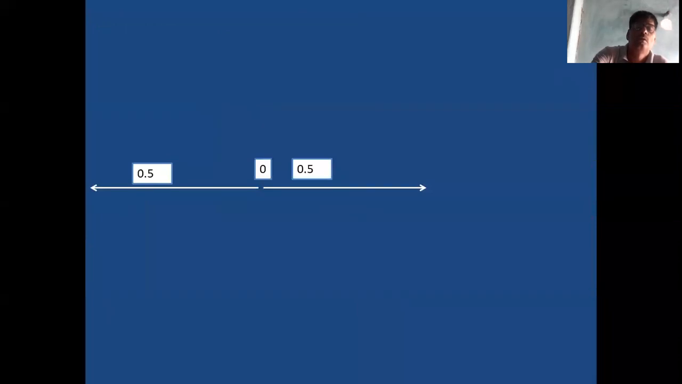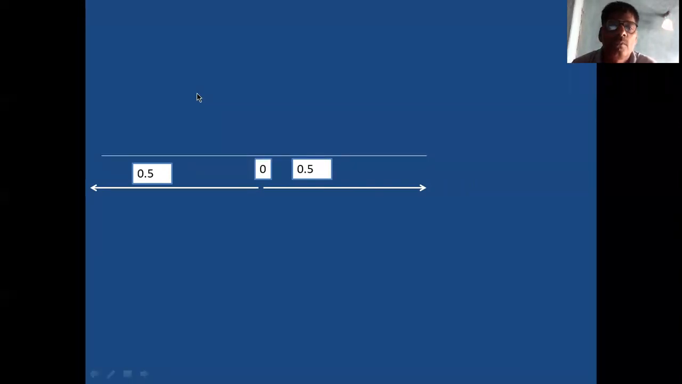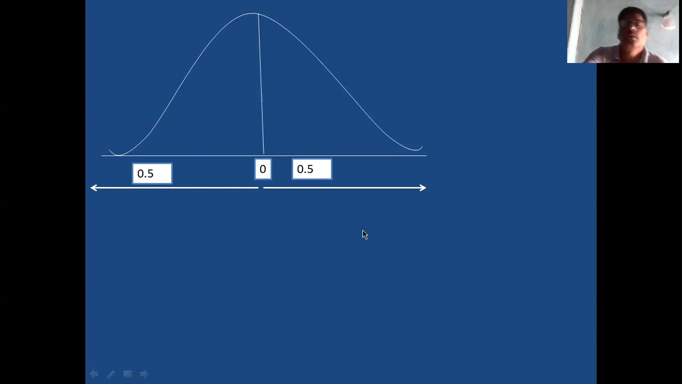Second one, how to fix the area, how to solve the problem. This is very important. You see this one very carefully. This is the bell-shaped curve. Remember this. Left-hand side 0.5. Right-hand side 0.5.